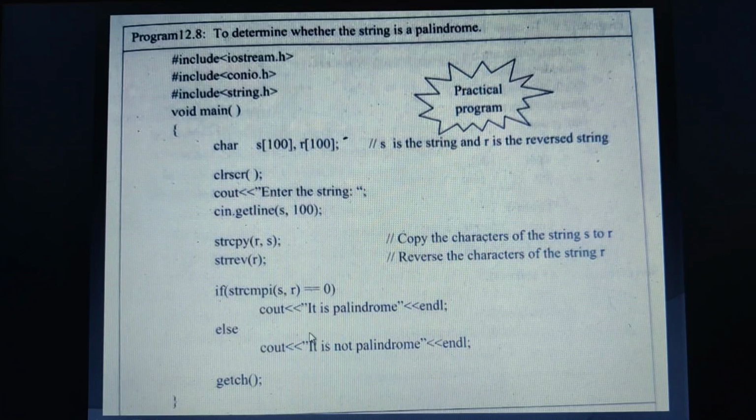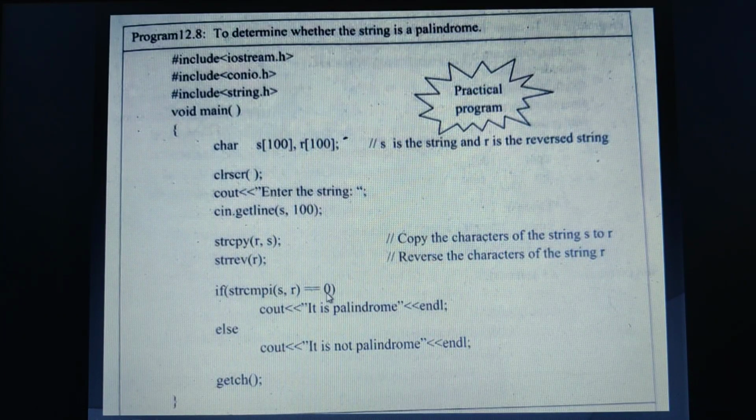It's very simple. See here, first I'm asking the user to enter the string, and after I enter it, I want a copy of the same contents. That is the reason I've used the built-in function string copy. And after I copy the contents into the R string, I need to reverse it. And after I reverse, I'll compare the original string S with the reversed string.